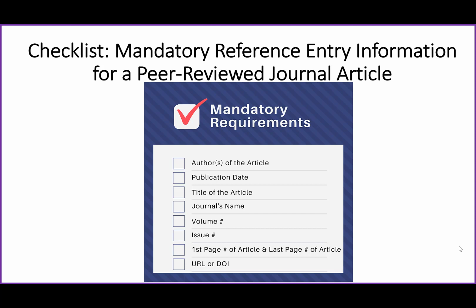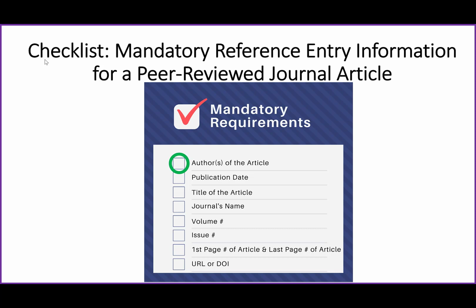As you can see from the checklist on your screen, there is a lot of information that you need to gather in order to make a correct reference entry for a peer-reviewed journal article. You must find the author or authors of the article, the publication date, the title of the article, the journal's name that published the article, the volume number, if there is one, an issue number, if there is one, the first page number of the article and the last page number of the article, as well as the URL or DOI.